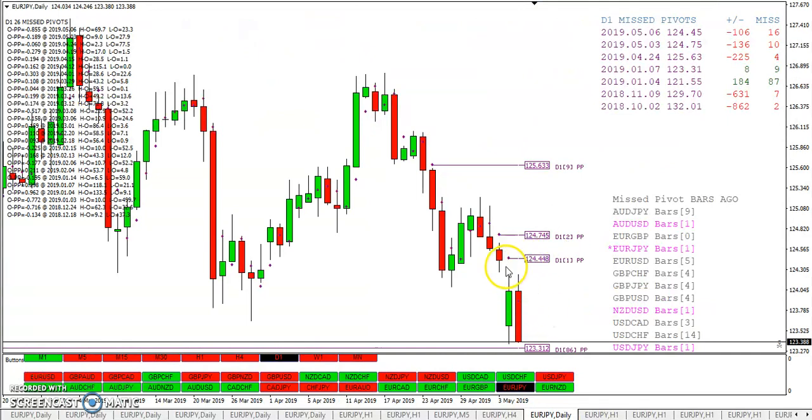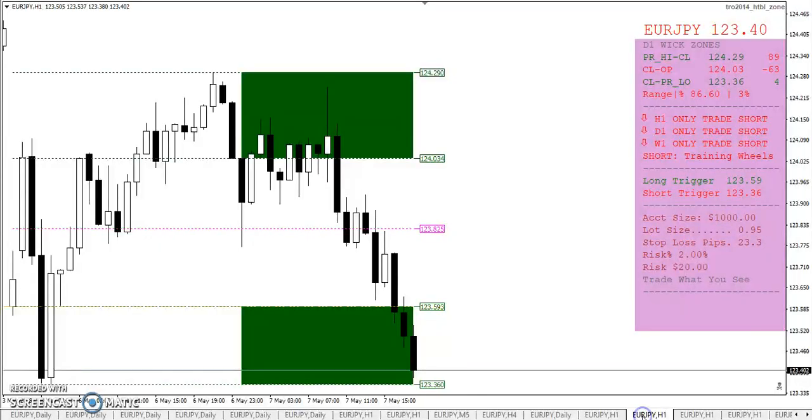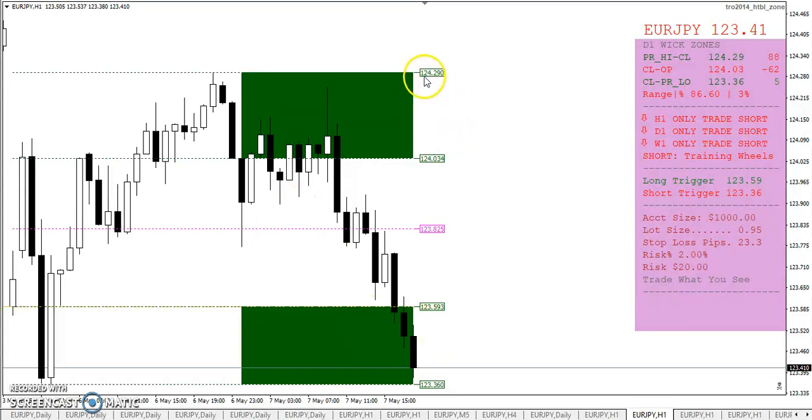We took out the daily pivot, missed yesterday's, missed the days before. These pivots need to be taken out. Price action, one ball at the top, red at the line, and there's what happened. You can see right here in the wick zone, in and out of the wick zone. Now we're in the lower wick zone. Yesterday's candle high, top, bottom, and low.